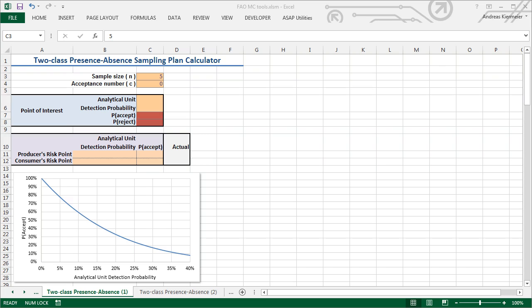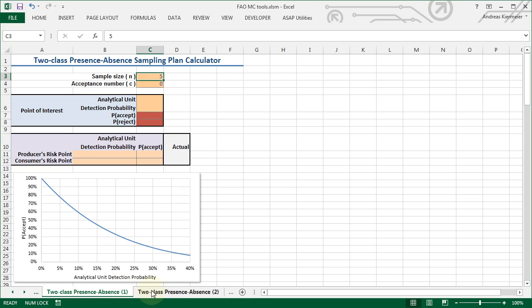In this video, we'll have a look at using the two-class presence-absence sampling plane. Let's say we are interested in Salmonella in a food lot. Because we are concerned about very low levels of contamination, we use an enrichment test to detect the presence of Salmonella, and consequently, we use the calculator in the two-class presence-absence number 1 tab.